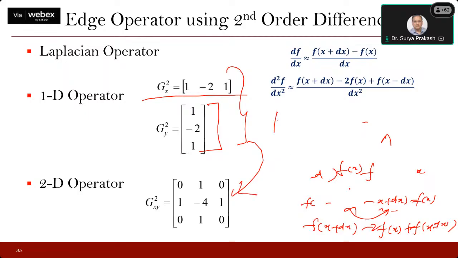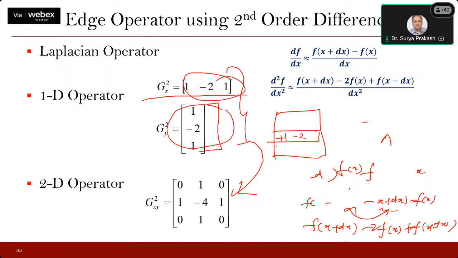So we are making this filter. This row is replaced by this. So you get +1, -2, and 1. And then you put this here at the middle. So you get 1 and another -2 here, and then 1.